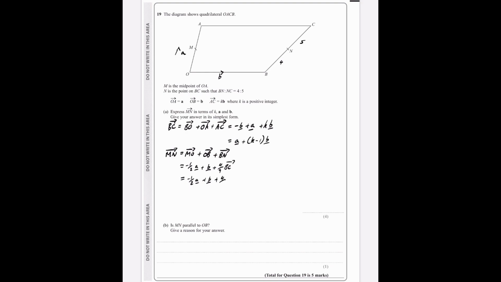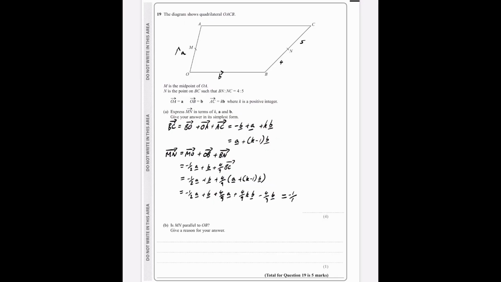Now we've already constructed B to C, so I'm going to replace B to C with a plus k minus 1 lots of b. Now once it in its simplest form, I'm going to expand all of that out. There are a few variants on its simplest form that would be perfectly acceptable. Anyway, I've got minus 1/2 a plus b plus 4/9 a plus 4/9 kb minus 4/9 b.